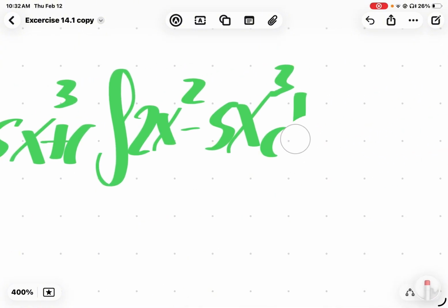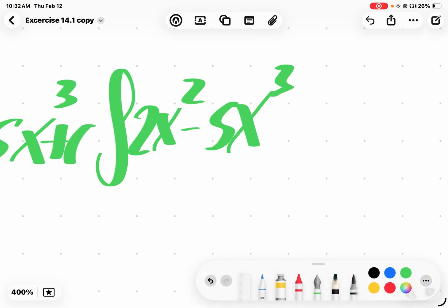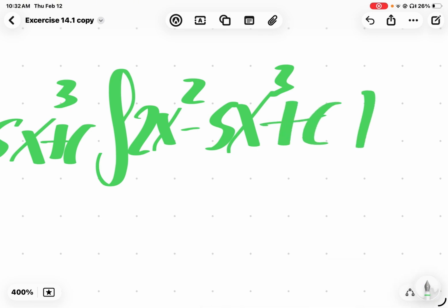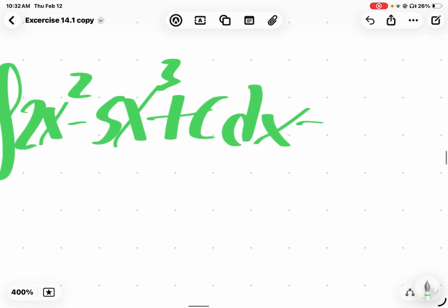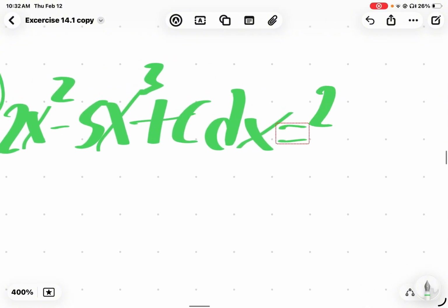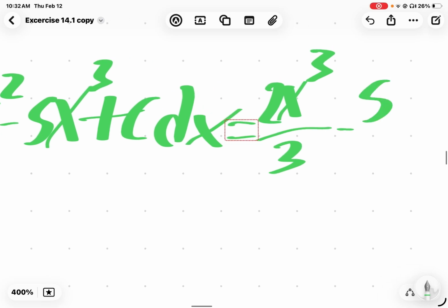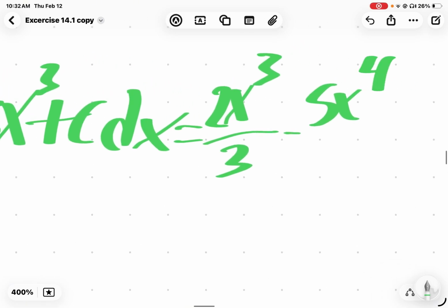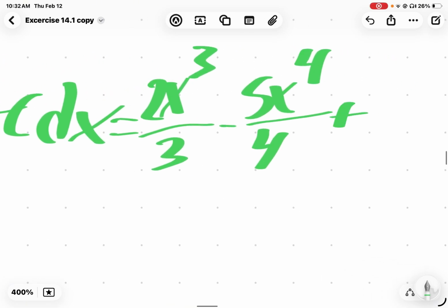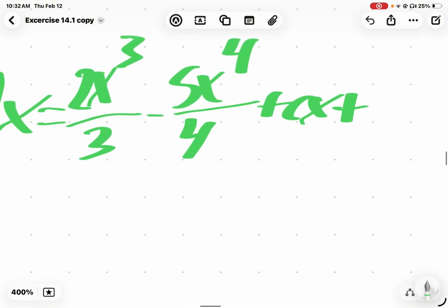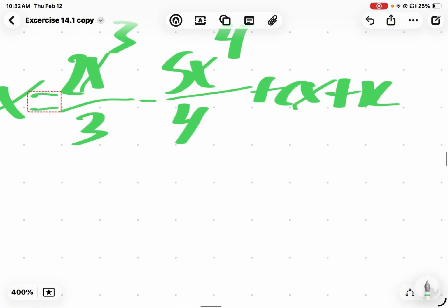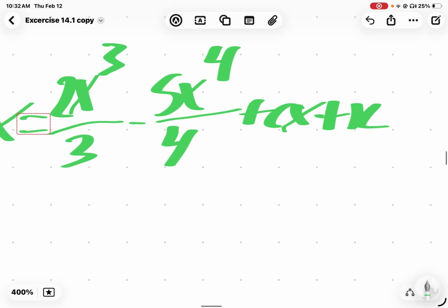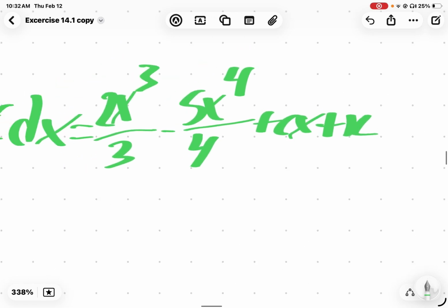Let me just edit this. This has plus c, dx. So we have 2 times x, 2 plus 1 is 3, over 3, minus 5x, 3 plus 1 is 4, over 4. Then we have plus cx, and then a new plus c, which we'll use k as the variable. So that would be the answer for part A.